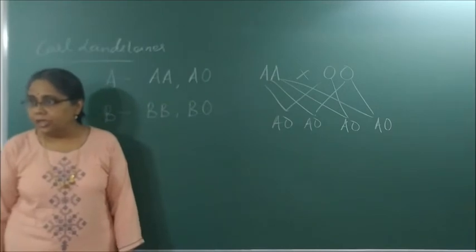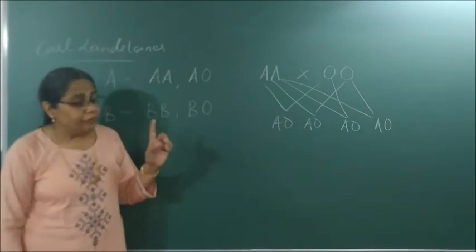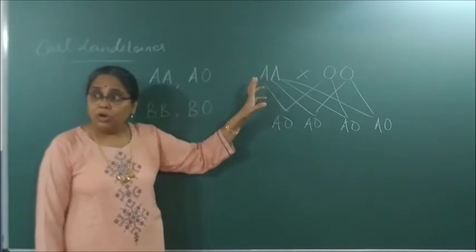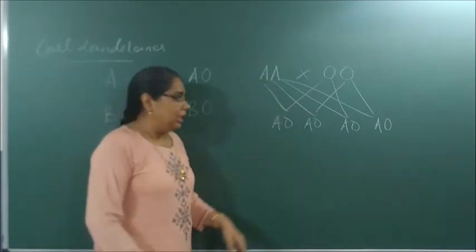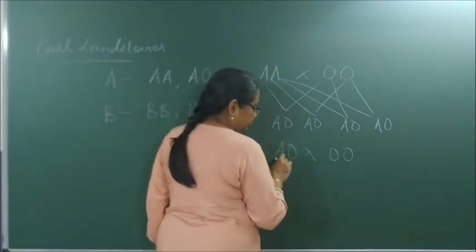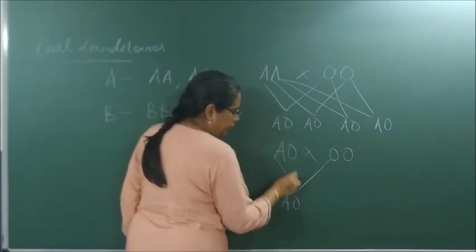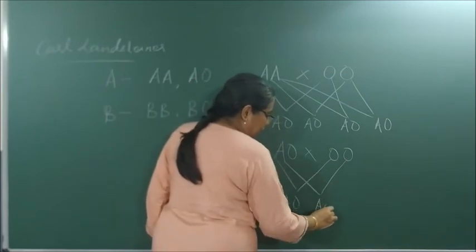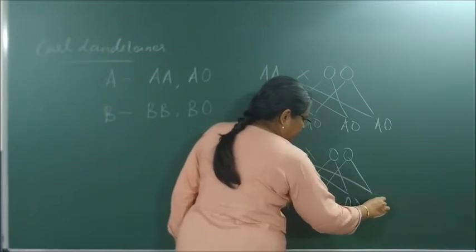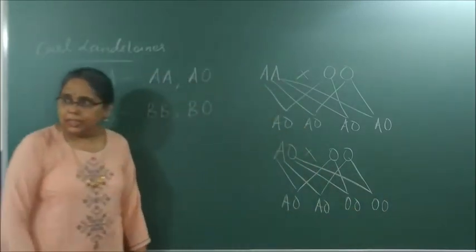Blood group is A. But if I say that the father is not AA, but he is AO, then what will happen? 50% will have blood group A and 50% will have what? Blood group O.